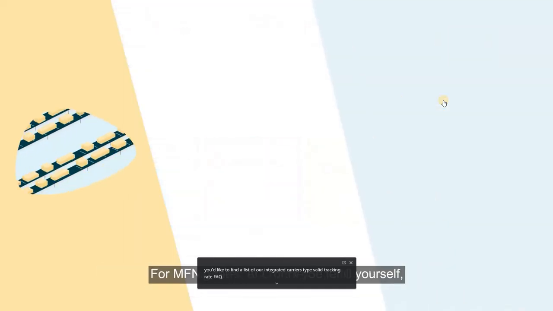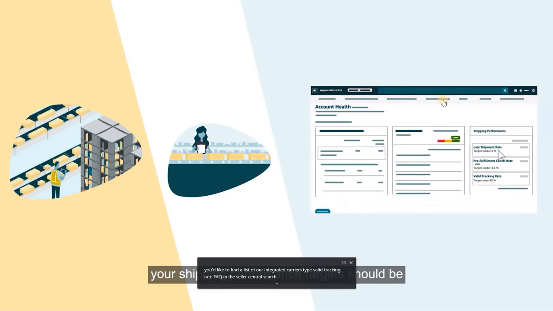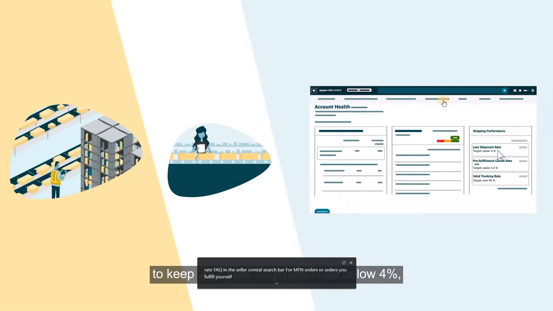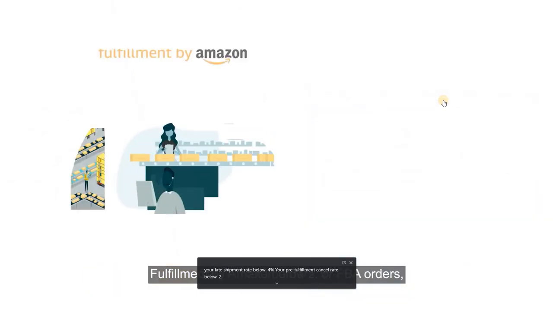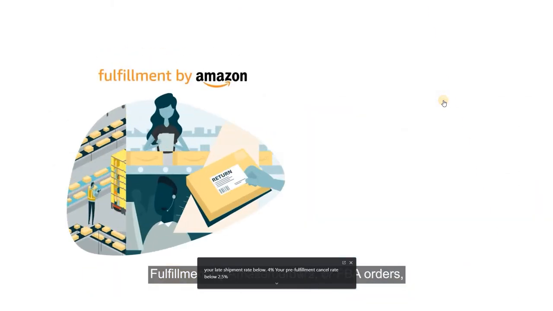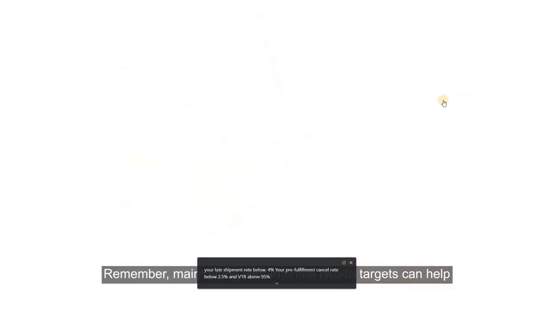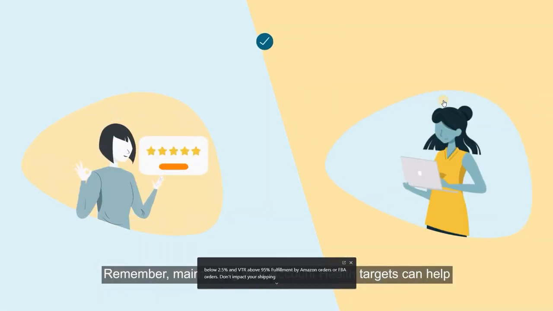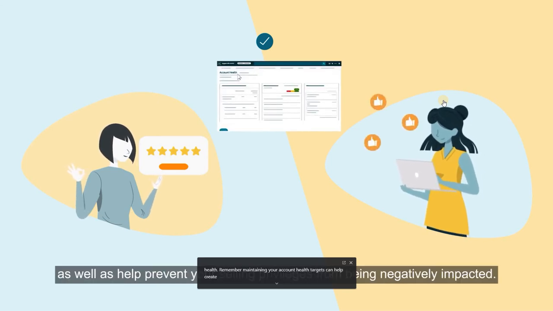search bar. For MFN orders, or orders you fulfill yourself, your shipping performance targets should be to keep your late shipment rate below 4%, your pre-fulfillment cancel rate below 2.5%, and VTR above 95%. Fulfillment by Amazon orders, or FBA orders, don't impact your shipping performance or overall account health. Remember, maintaining your account health targets can help create a great customer experience, as well as help prevent your selling privileges from being negatively impacted.